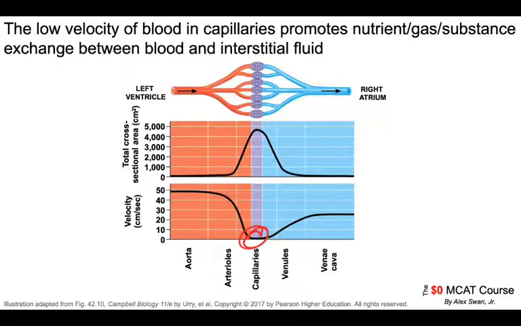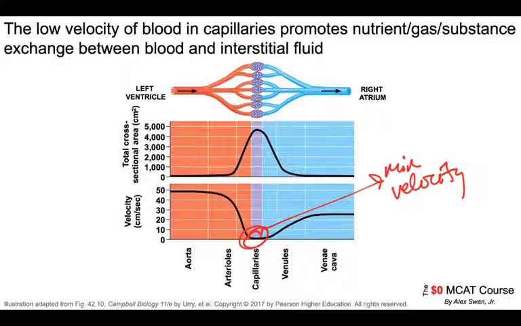Now, why is it significant that the velocity of blood reaches its minimum when it is in the capillary beds? The reason is, just think about it, we want nutrient exchange and solute exchange and gas exchange to occur at these capillary beds. If blood goes very, very fast from the arterial end of the capillary beds to the venous end, then none of the nutrients are going to have enough time to exchange.